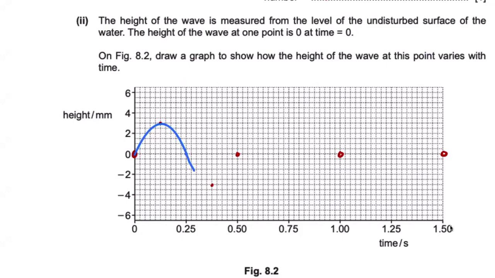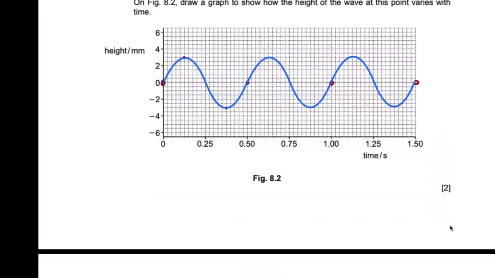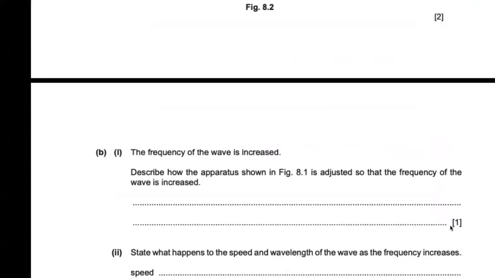So like this, and then like this. And this is basically the graph shape that's going to keep repeating. So let me just copy paste this now. So then this, and then my third shape, which is this. All right, so that's how the wave is supposed to look like. Frequency of the wave is increased.